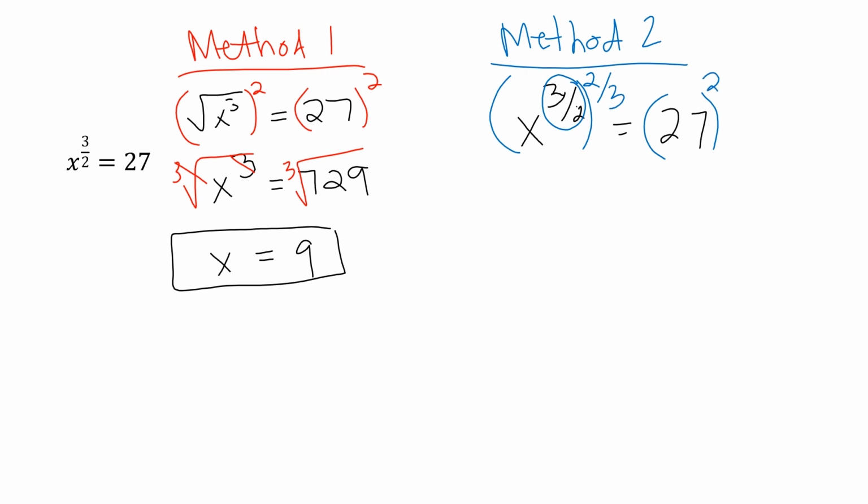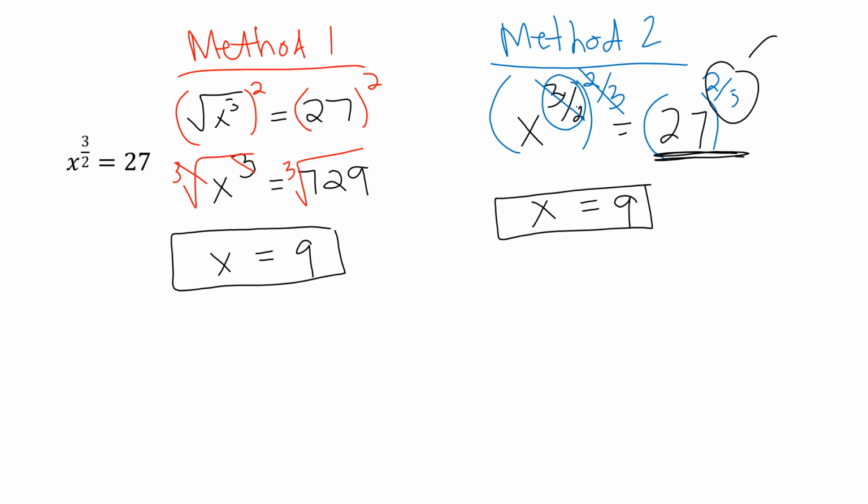The opposite of 3 over 2 would be 2 over 3. So on both sides, I'm going to raise it to the 2/3 power. 3 over 2 times 2 over 3 cancels out, and you would be left with just a regular x. And on the right-hand side, you actually have to type this in your calculator. 27 to the 2/3 power is 9. Not 27 times 2/3, but it's an exponent. So make sure that if you type this in your calculator, that you type it in as an exponent. 27 to the 2/3 power.